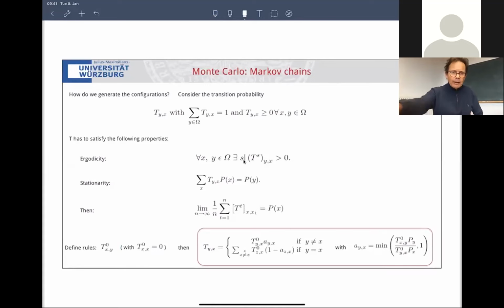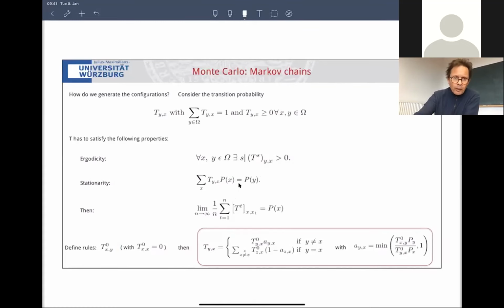So what do we require for this matrix? Well, we require that it's, first of all, ergodic, right? So for any 2 configurations, x and y, there exists an s so that if I raise t to the power s, then there is a path that is bigger than 0. That means that there is a path between x and y.